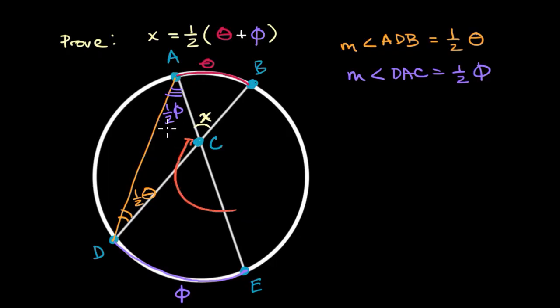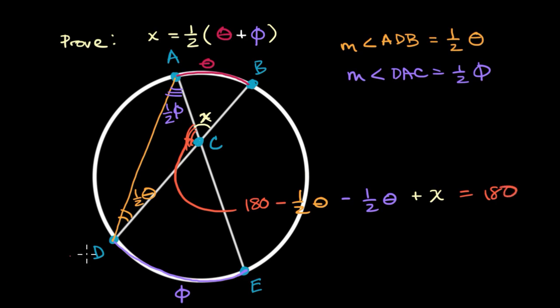Well, we know that the sum of the angles of a triangle add up to 180. So it's going to be 180 minus 1/2 theta minus 1/2 phi. Now, what's x going to be? Well, notice x and this angle over here, I'll call it this orange angle, x and this orange angle are supplementary. They add up to 180 degrees. So another way I could say this, if I took this orange angle and added x to it, that should be equal to 180 degrees.